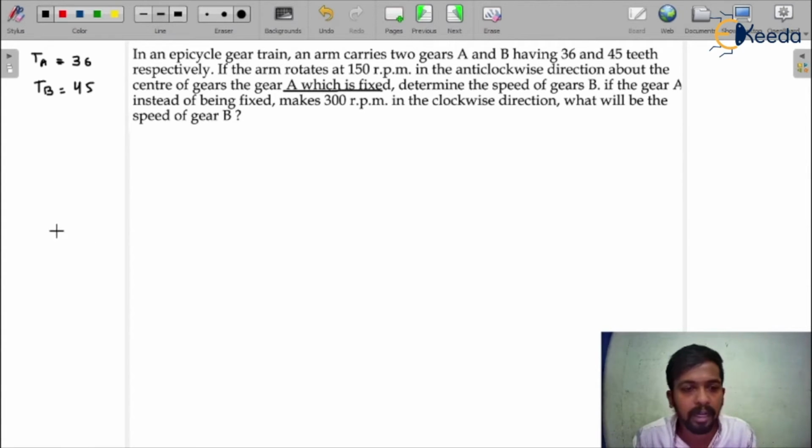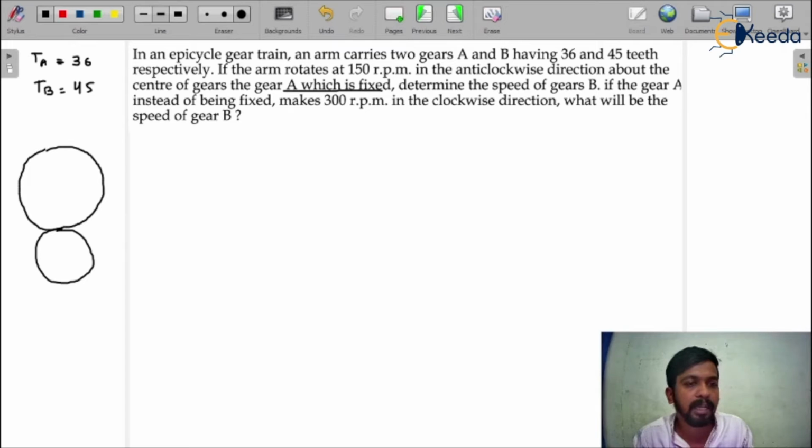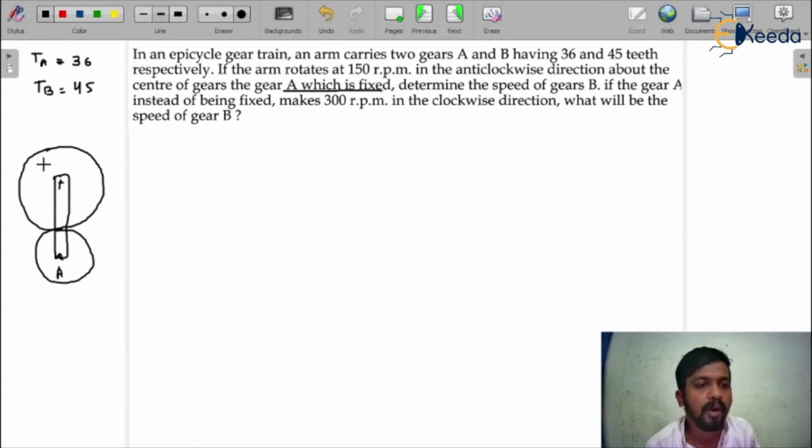That means I'm drawing a gear having 36 teeth, and another gear, gear B. This is A and this is B, with an arm. Gear A is fixed, that means the speed of gear A is 0, and gear B is in rotation with respect to the axis of gear A. The arm speed is given as 150 rpm in the anti-clockwise direction.